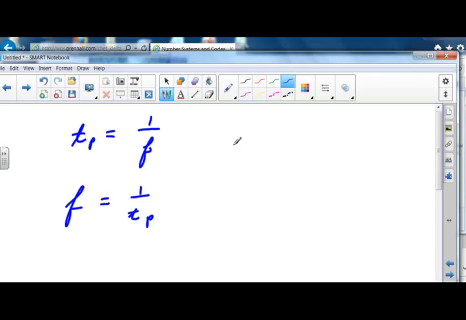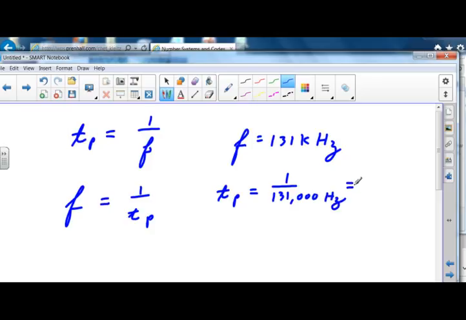So if my frequency is 131 kilohertz, then my period is 1/131,000 hertz. So I take out my calculator, and because I'm in the front of the room, I don't have enough light to make it work, but that's beside the point. 1/131,000, and I end up with 7.6 microseconds. 7.6 times 10 to the minus 6 seconds.